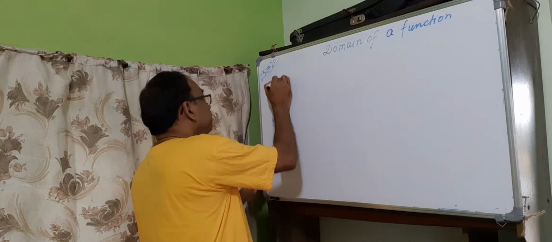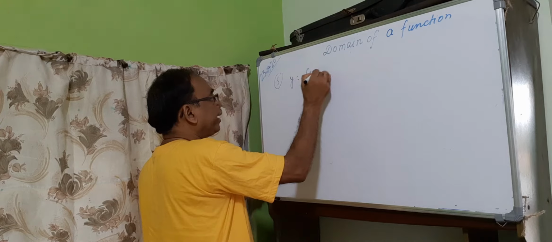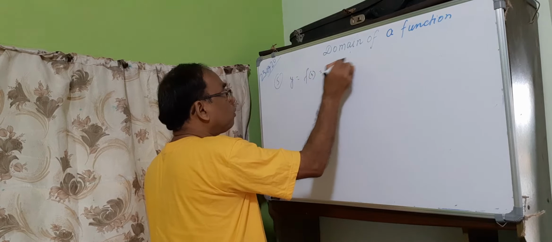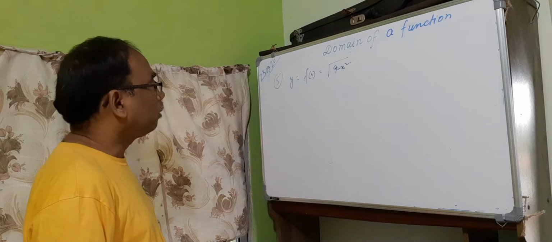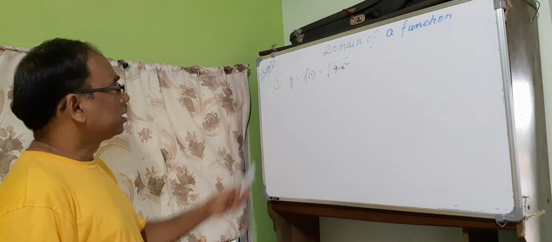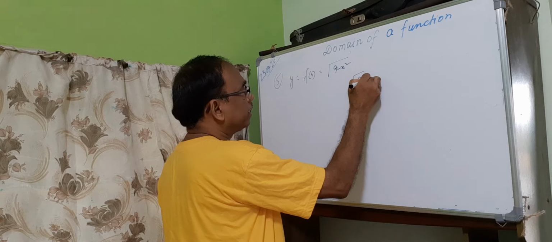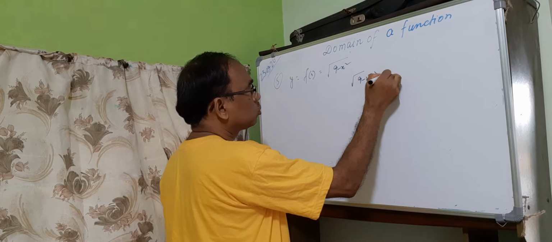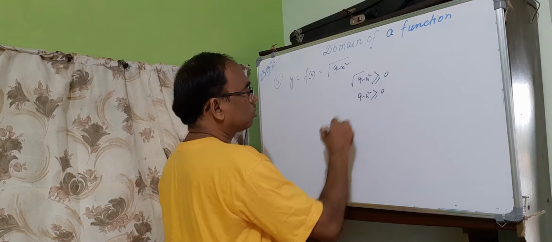Question number 5. y equals f(x) equals root of 9 minus x square. Find the domain of the function. This is the second rule: we have to take the root of 9 minus x square, which should be greater than or equal to 0. That is, 9 minus x square should be greater than or equal to 0.